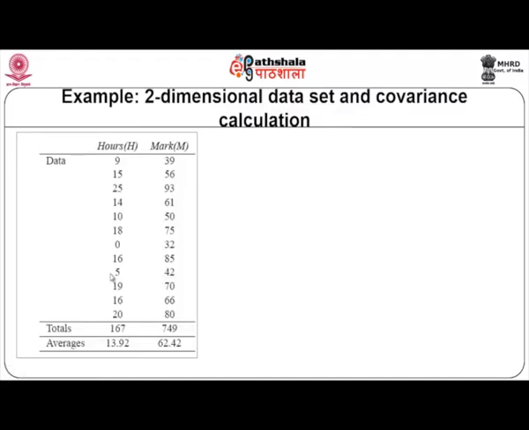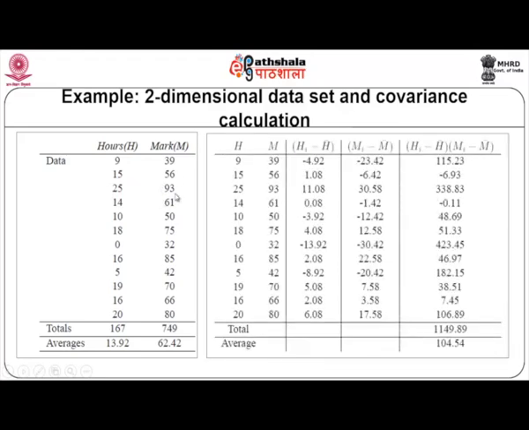Now, let us take a two-dimensional data set and understand how covariance calculation happens. Here in this data set, you have two variables, one is hours, another one is mark. The hours indicate the time spent by students and mark indicates the marks scored by the students, and we are now trying to identify whether there is any relation between the variables hours and mark. So, you can make use of the covariance equation for calculating any relation between hours spent by students and the marks scored by the students.